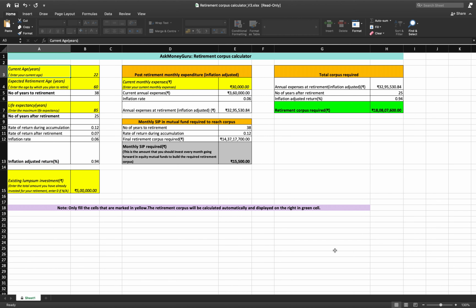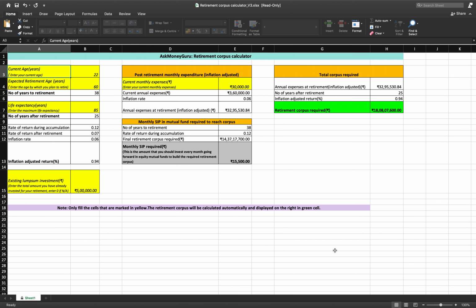So basically that is what this calculator tries to let you know. Based on your current expenses, your current age, your life expectancy and other factors, it tries to calculate and give you an understanding of the amount of corpus, or the amount of money, you would require to maintain your current lifestyle after retirement. So that is basically what it is.